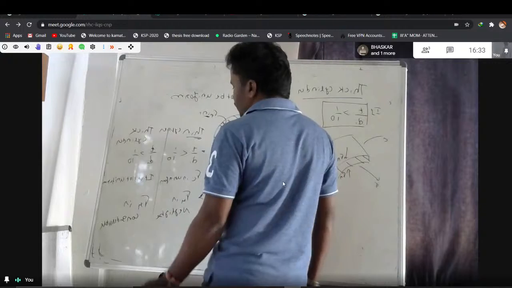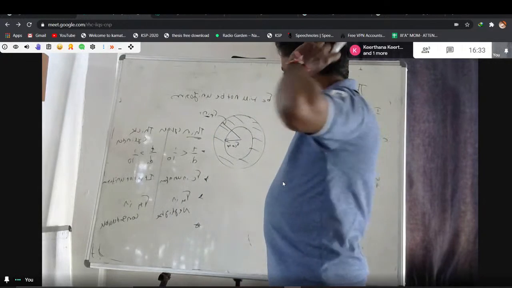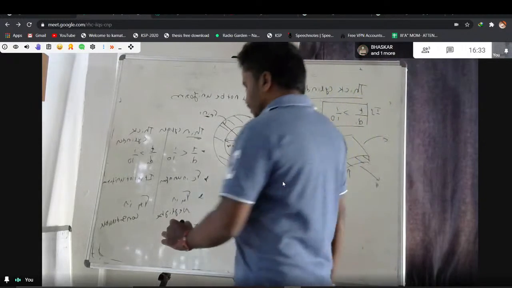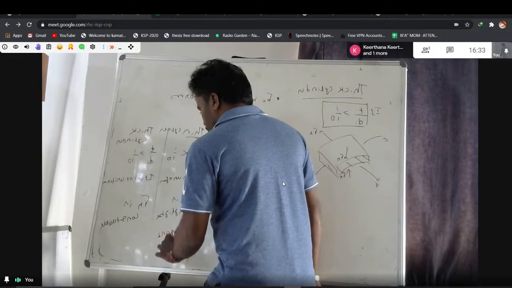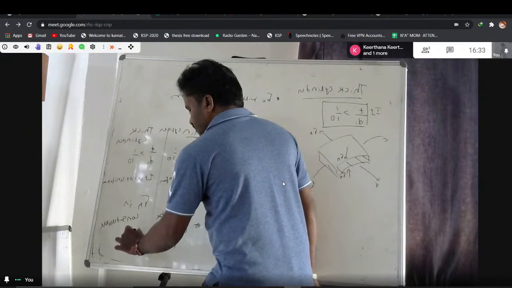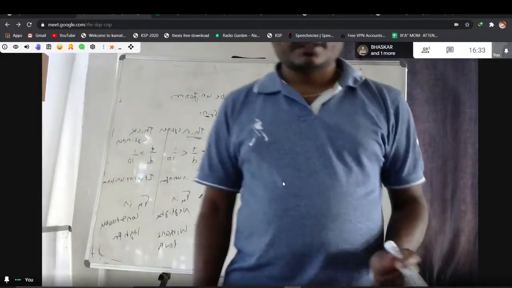So it may be to withstand low pressure, but a thick cylinder withstands high pressure. So that's all the difference I can say.